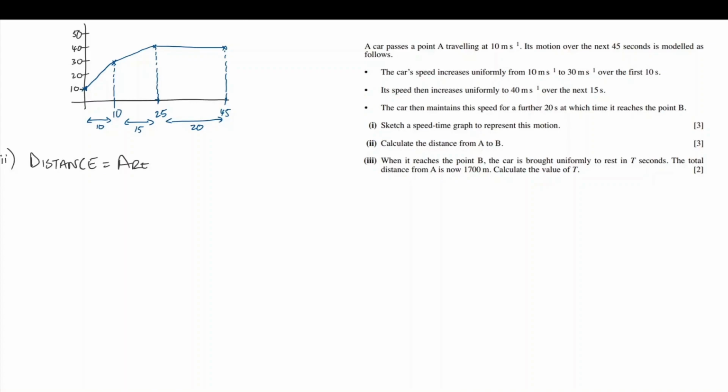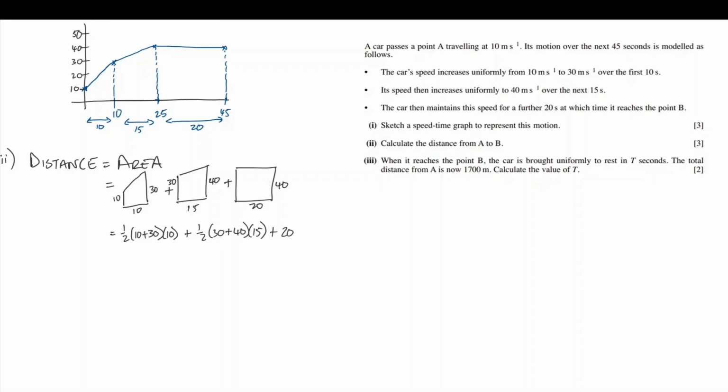We know that the distance in a velocity time graph is going to be the area. Now the area is a combination of three distinct shapes. I have a trapezium, a second trapezium, and a rectangle. And as you can see, I've labeled the dimensions on each of these shapes straight from the velocity time graph. Now, I should be able to use a simple formula for each of these shapes to find out the total area. A trapezium, half the parallel sides added together times the distance between them. And for the rectangle, it's going to be base times height.